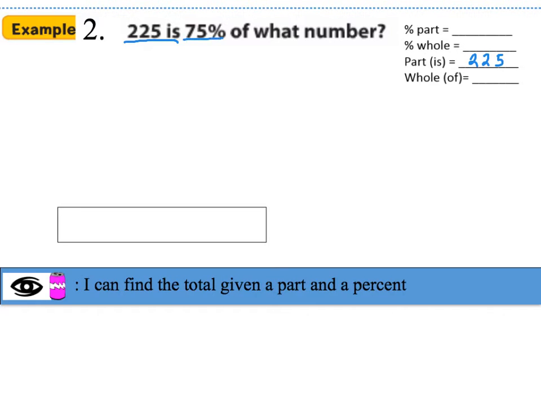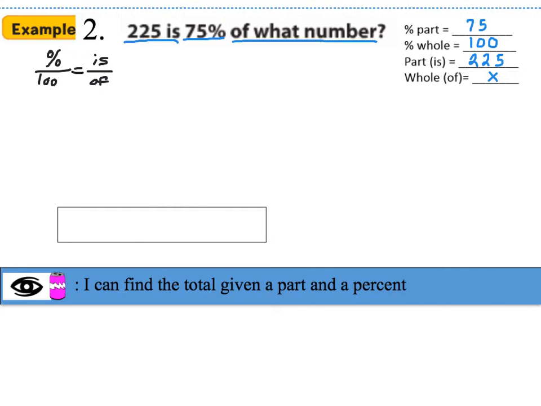75% is my percent part, because that's part of 100%. So 75 goes for the percent part. I know that every single percentage is always out of 100, so I'm going to place 100 right here. And then the problem also says, of what number? I'm going to call the of x because that's something we need to figure out. That's the unknown.